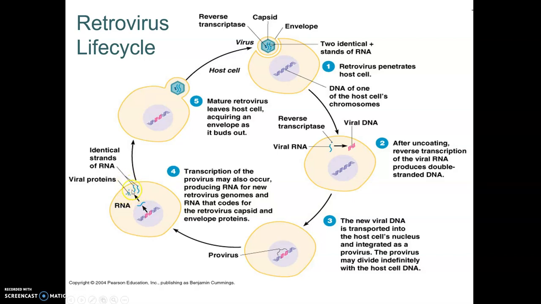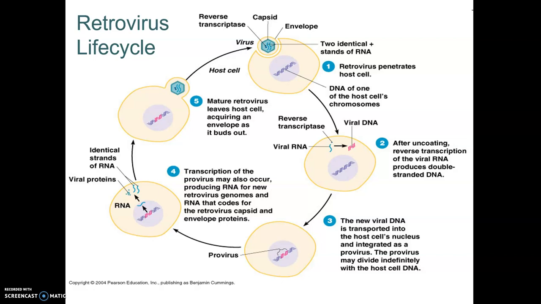That allows the virus to actually be created by the host cell itself, and then the mature virus will leave the cell to continue that life cycle, to continue doing what it's doing, which is creating more and more virus. Now, I mentioned this. This is actually really important because one of the main types of retroviruses that you need to know is the HIV virus. This is how HIV infects cells.